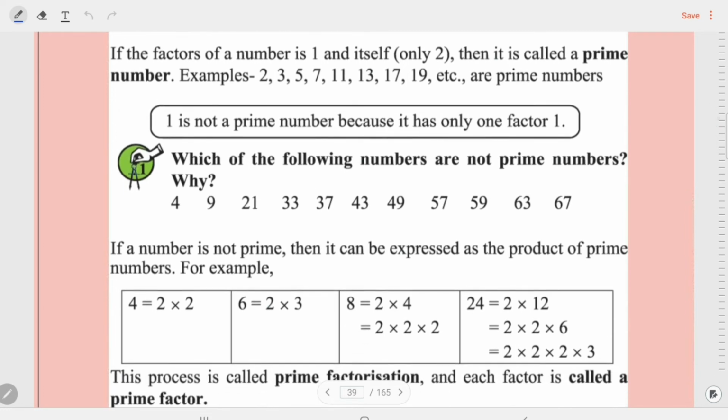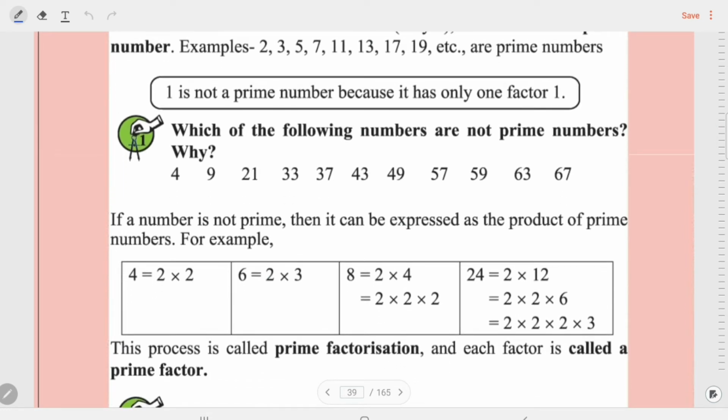Which of the following numbers are not prime numbers and why? Because they have factors. If they have factors other than the number itself and 1, then they are not prime. Like 4, it has a factor of 2. 9 also is not prime, 9 has a factor of 3. Here 3 and 7 are the factors other than the number itself and 1.